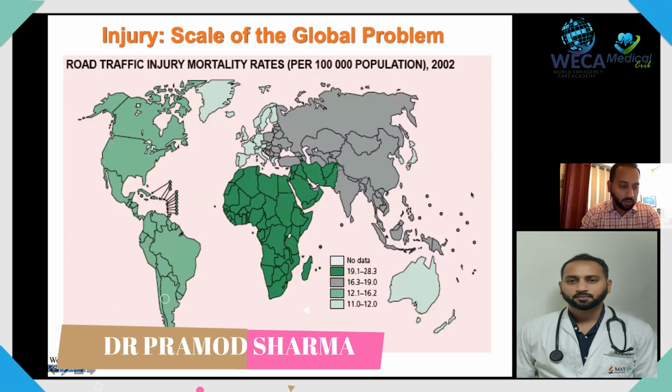Here we can see the global road traffic injury mortality rates country-wise. India accounts for almost 6% of the road traffic accidents and for nearly 11% of the global deaths caused due to road traffic accidents. That is around 4.5 lakh road traffic accidents per year, out of which around 1.5 lakh people die every year in India.